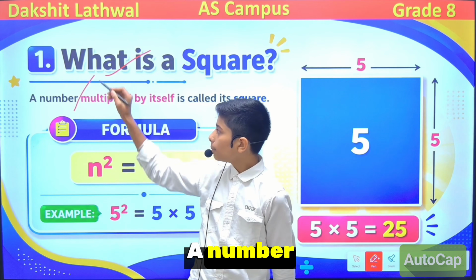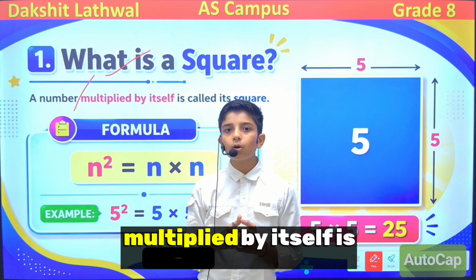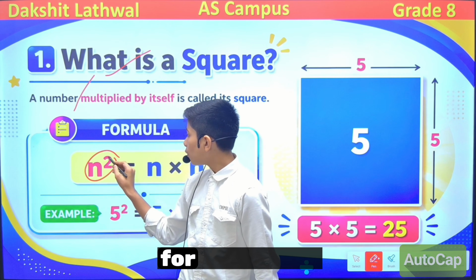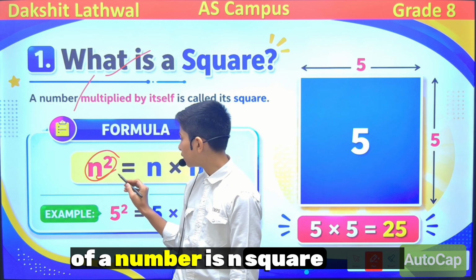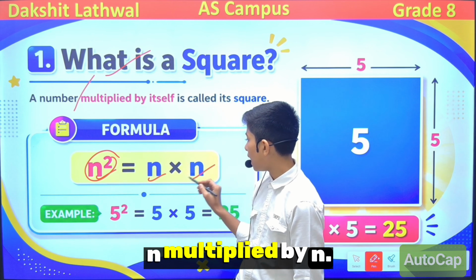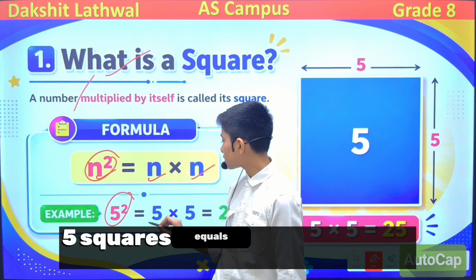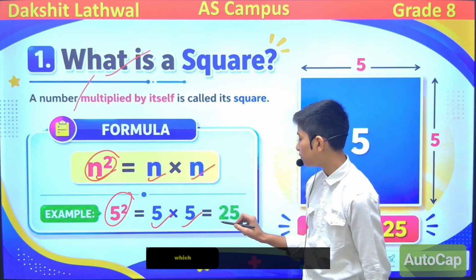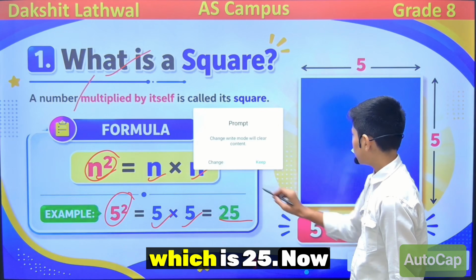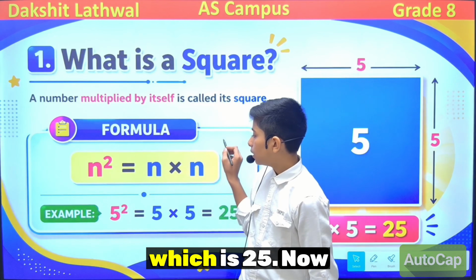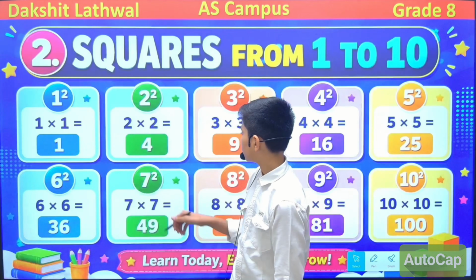What is a square? A number multiplied by itself is called its square. The formula for the square of a number is n squared equals n multiplied by n. For example, 5 squared equals 5 multiplied by 5, which is 25. Now let's move ahead.